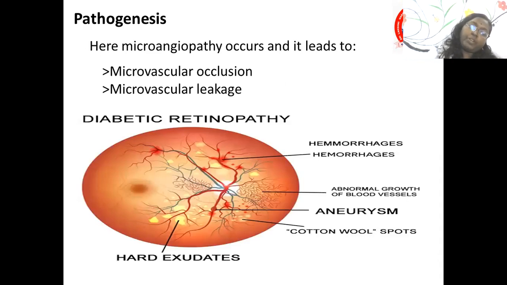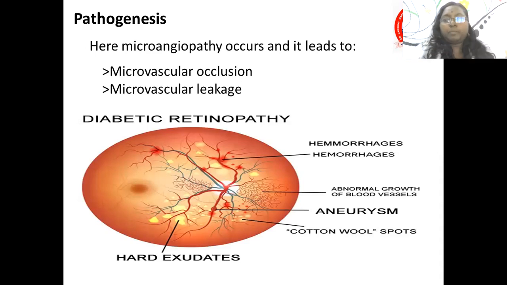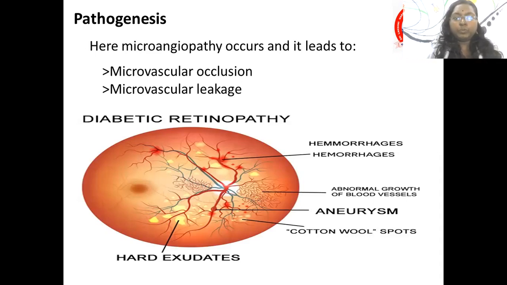What is the pathogenesis of diabetic retinopathy? Pathogenesis includes microangiopathy. In microangiopathy, the tight junctions of the endothelium are lost, and there is microvascular occlusion and microvascular leakage. In the fundus picture of a diabetic retinopathy patient, you can see hemorrhage from the retinal venules, and abnormal growth of blood vessels, that is, new vessel formation.